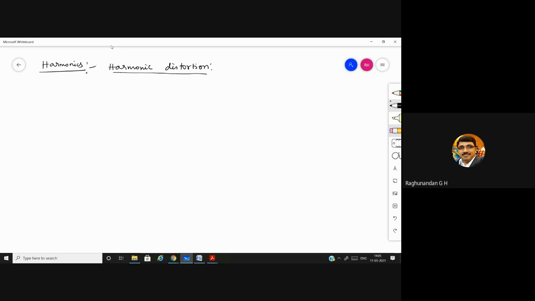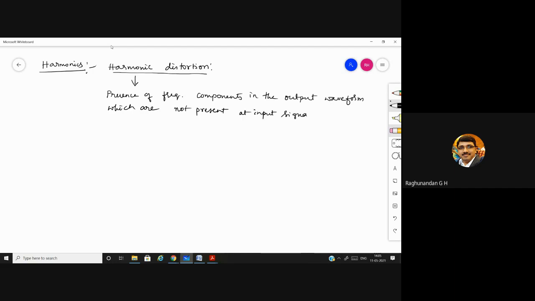So harmonic distortion can be defined as the presence of frequency components in the output waveform which are not present in the input signal. This is called harmonic distortion.